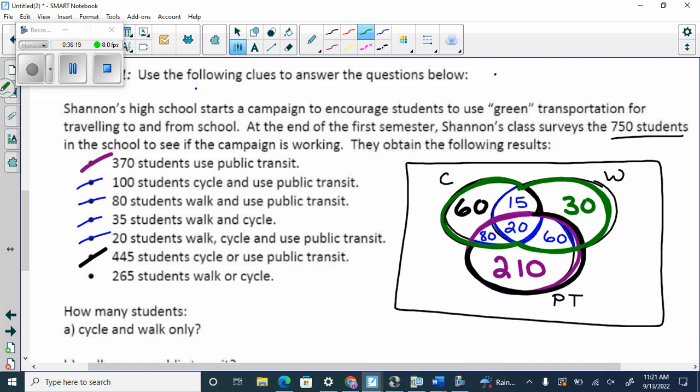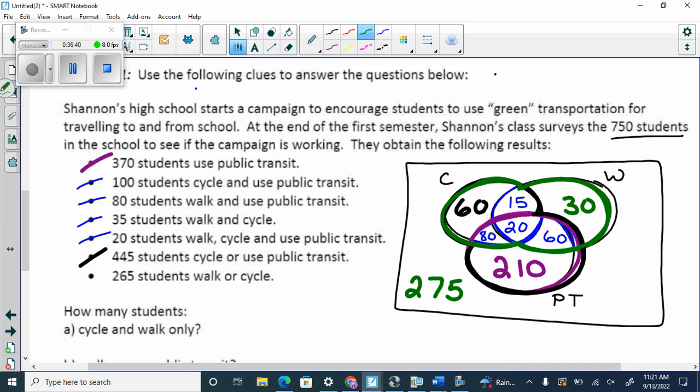And this needs to add up to 750. We agree? So this is 265, 210, so that's 475. I need to go to 750. So how much is that? So there are actually 275 people who use none of the green forms of transportation.